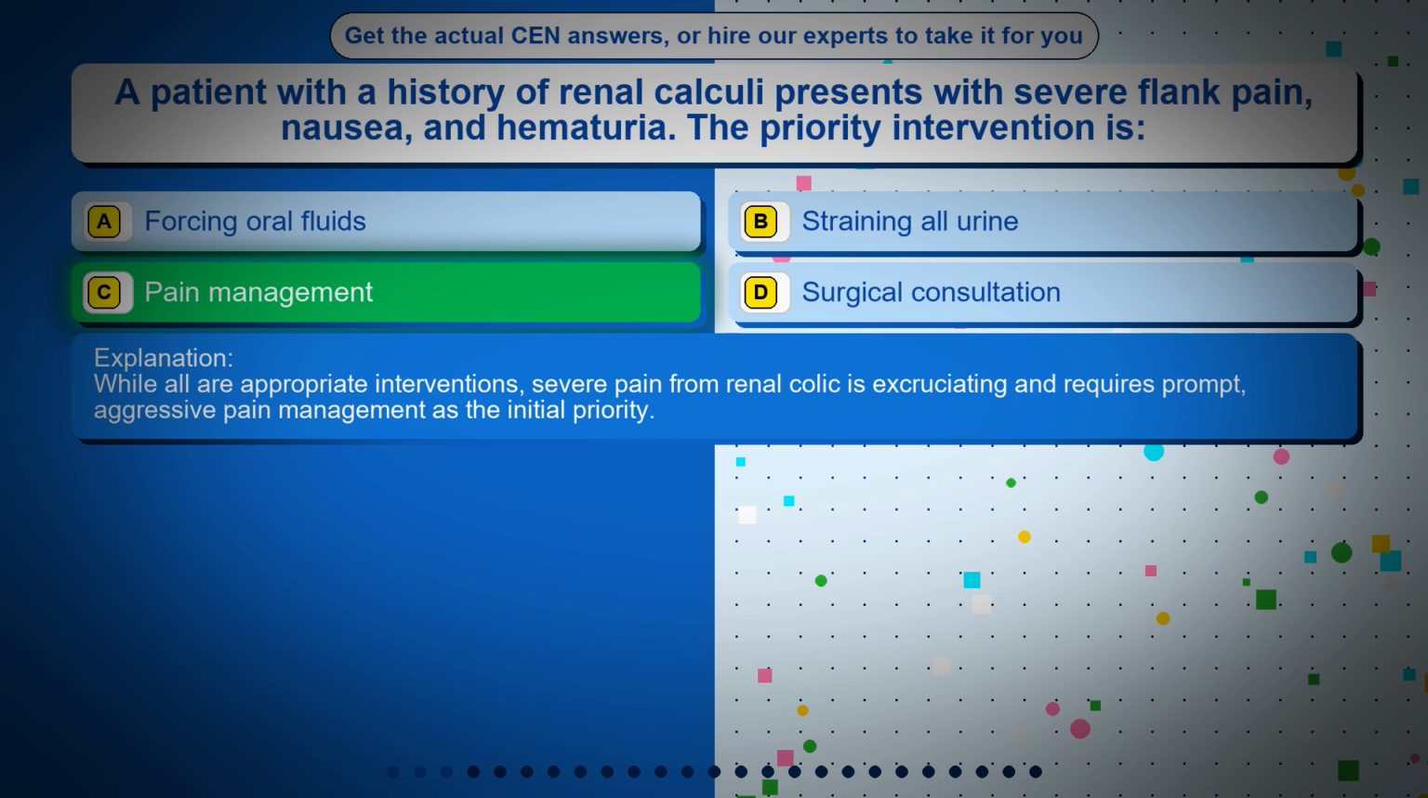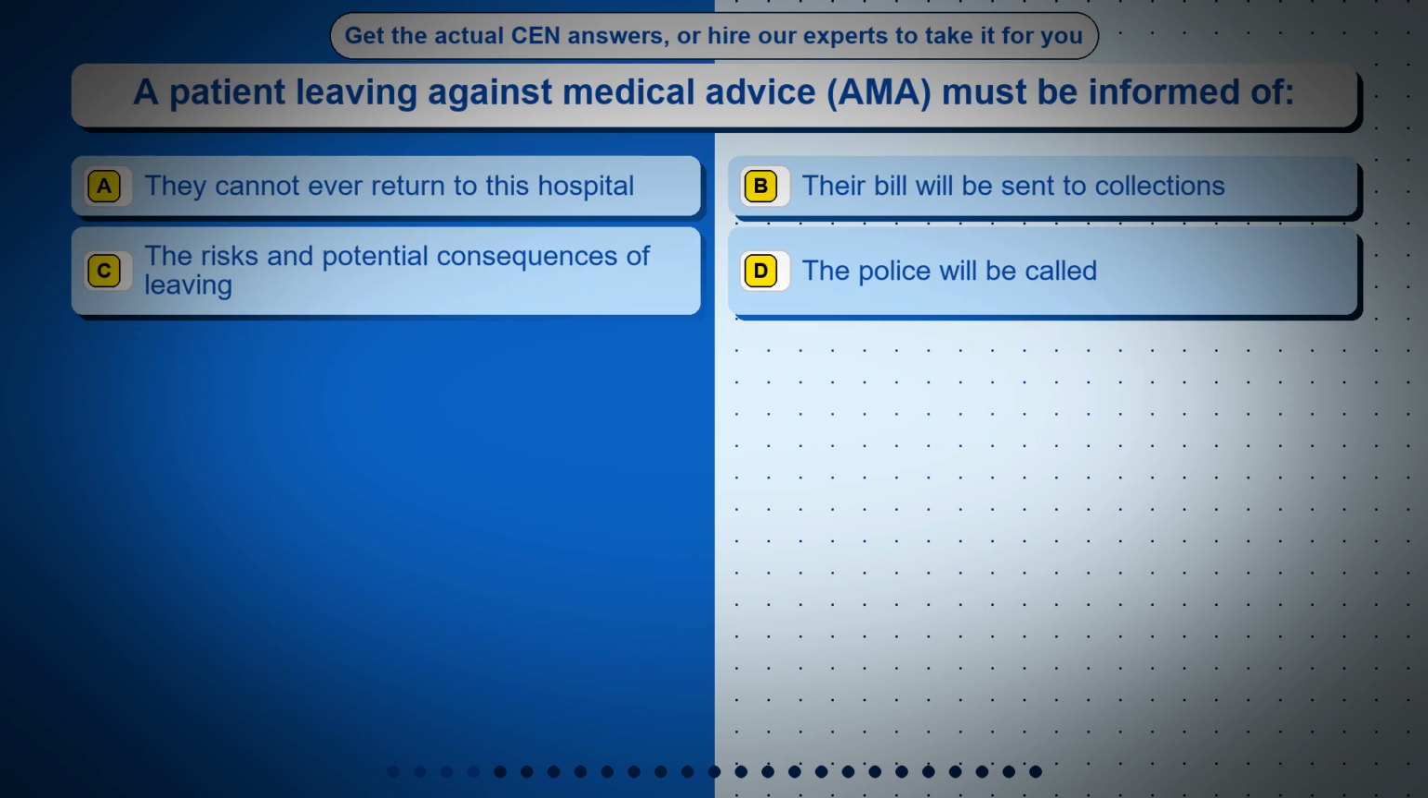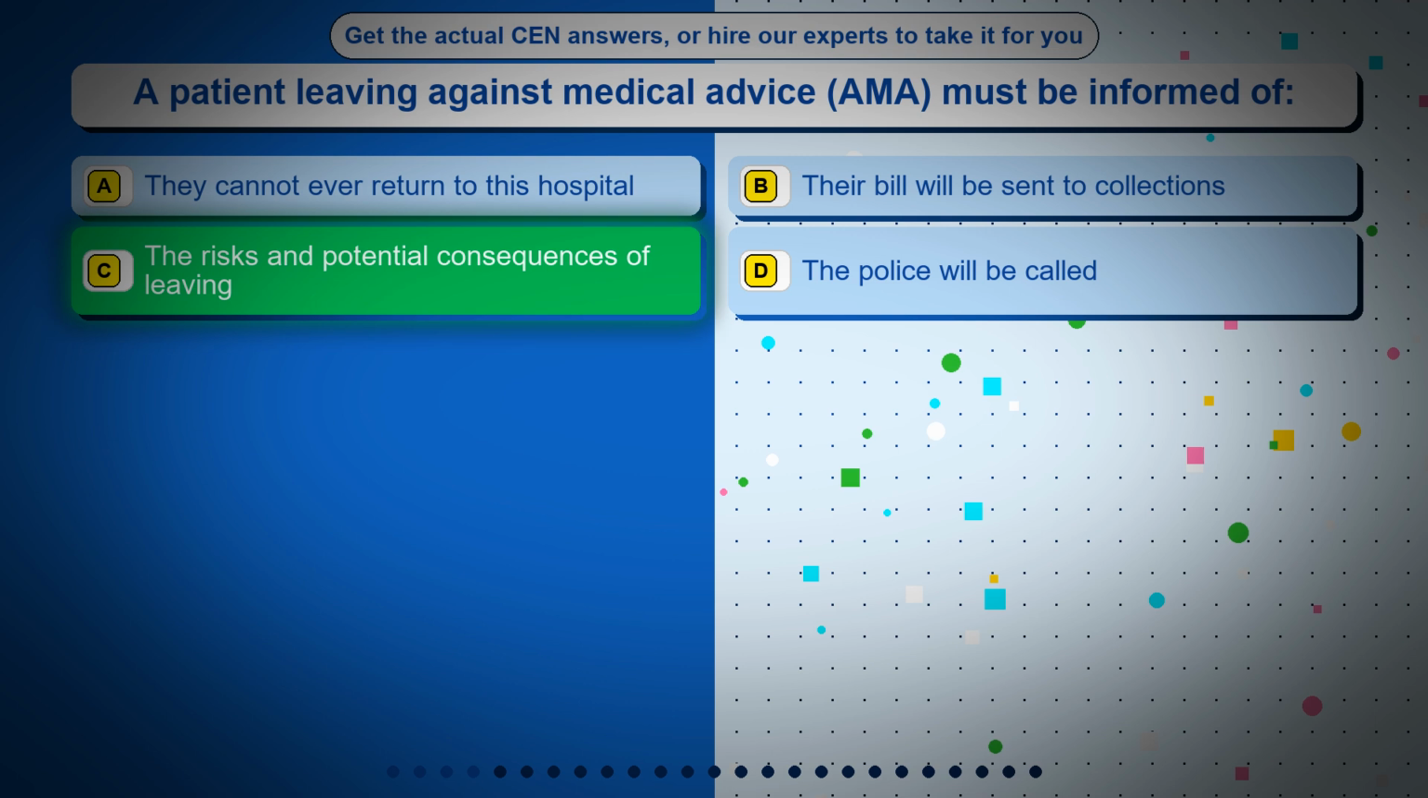Question 4. A patient leaving against medical advice, AMA, must be informed of option A, they can never return to this hospital, option B, their bill will be sent to collections, option C, the risks and potential consequences of leaving, option D, the police will be called. The correct answer is option C, the risks and potential consequences of leaving.